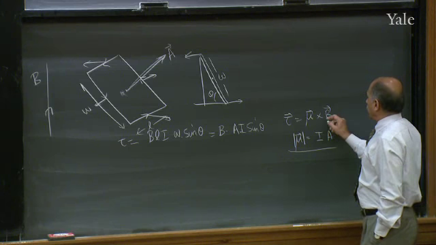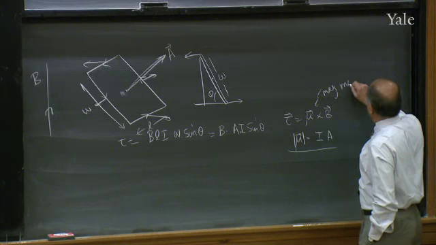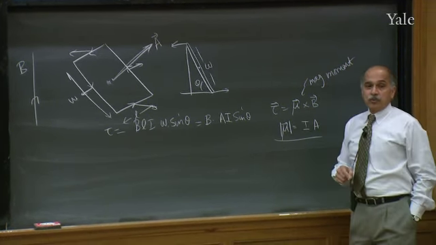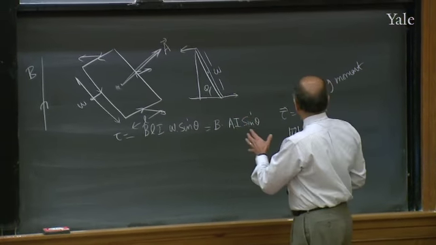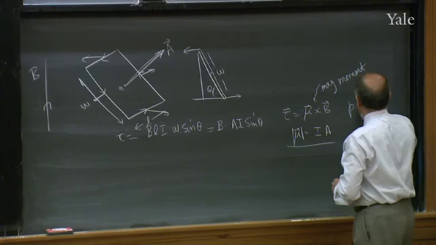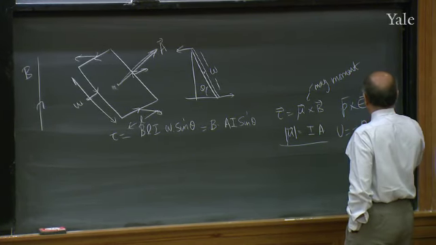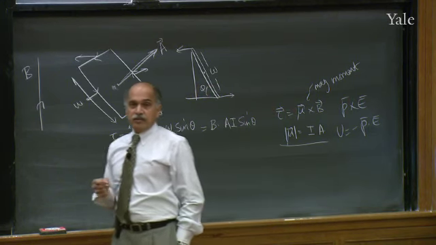And this is called the magnetic moment of the loop. You call it a magnetic moment because it's just like a dipole moment. You might remember, if I take a dipole and put it in a field, the torque on it is P cross E, and the energy of it is minus P dot E. So the magnetic loop looks like a dipole in a magnetic field.